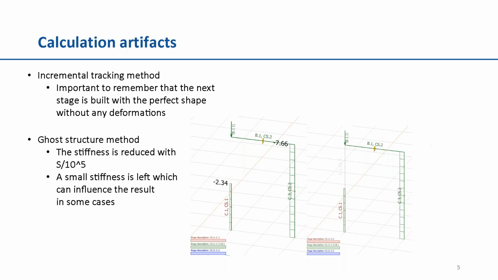The reduced stiffness is obtained by dividing the original stiffness value by 10 to the power of 5. This will, in most cases, produce a very low stiffness, but if the element has a very high starting value, it can still have some residual stiffness left. This is important to note when using ghost structure method and adding different supports in later stages, since the support has a very high stiffness to begin with.